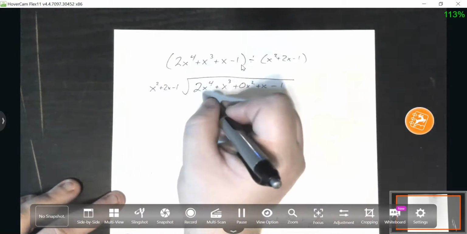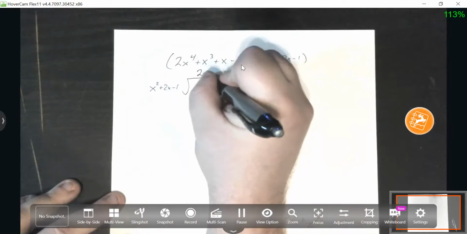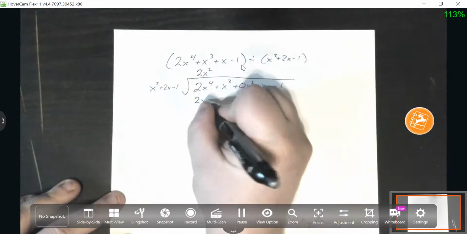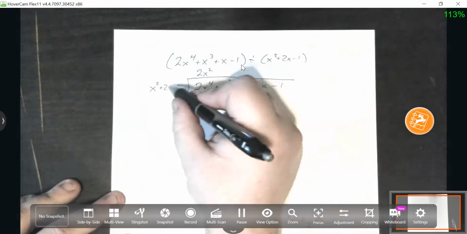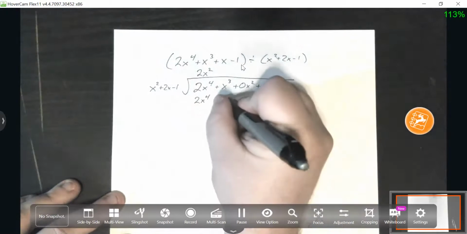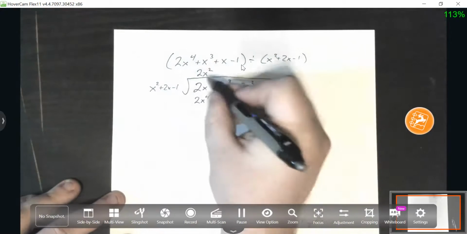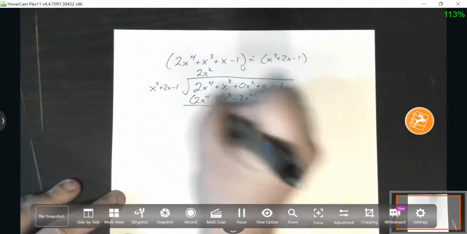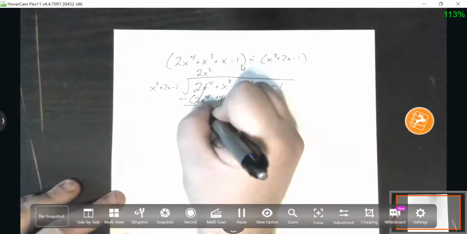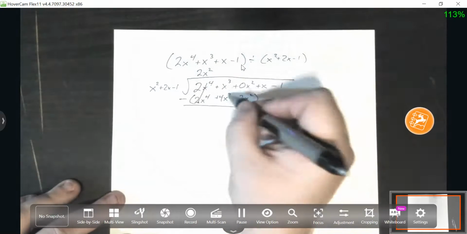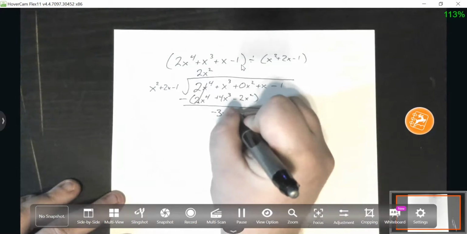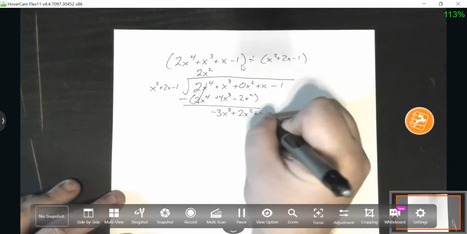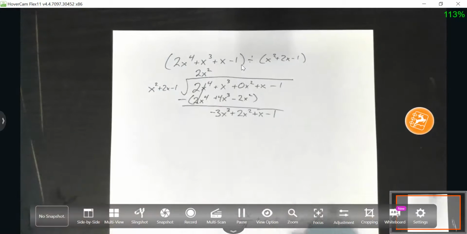So x squared goes into 2x to the 4th, yes. It goes in 2x squared times. 2x squared times x squared is 2x to the 4th. There's our check. We did it right. 2x squared times 2x is plus 4x cubed. 2x squared times negative 1 is minus 2x squared. Draw our line. Reverse the sign. We're subtracting. Cancels. 1x cubed minus 4x cubed is negative 3x cubed. 0 plus 2x squared is plus 2x squared. And then I bring down the rest.